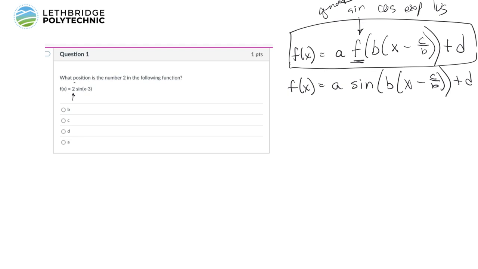So if I want to know what position that is, it's in front of the function. So the thing that's in front of the function is an a. So that 2 is in the a spot. And that'll tell me something about the function. It's the vertical stretch transformation. So whatever a is does a vertical stretch. Or it'll do a vertical squish as well.